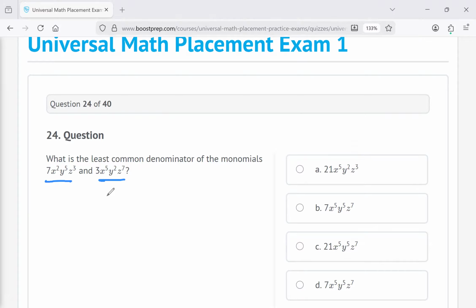Let me double check. One second, I just want to double check. Yes, so with the least common denominator, you pick the one with the highest power.